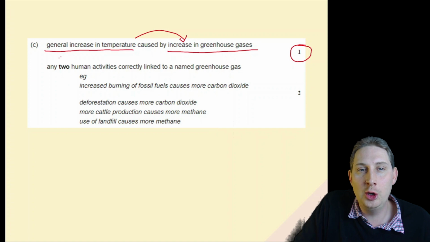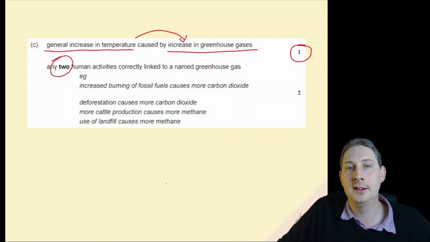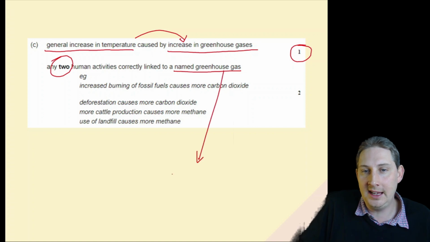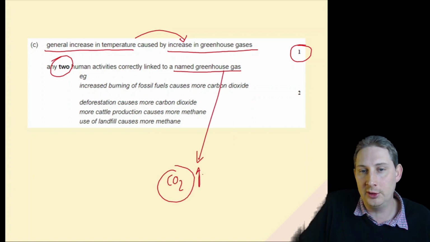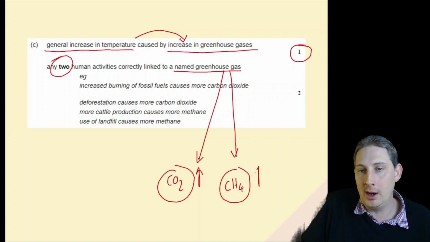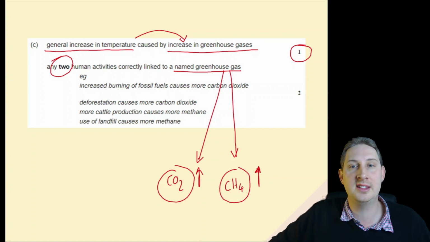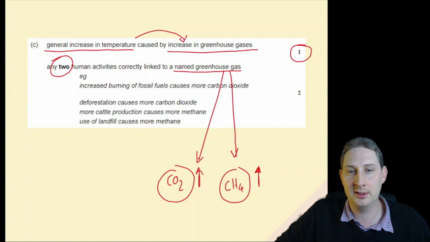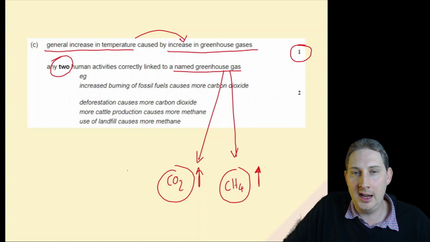But you had to give 2 different human activities that actually link to a named greenhouse gas. Now the 2 you should always be thinking of is what is causing CO2 levels to go up, what is causing methane levels to go up. Both of these are greenhouse gases along with several other things, but if you know these 2, you will be able to answer the majority of the questions. Carbon dioxide is going up due to burning fossil fuels. And deforestation.